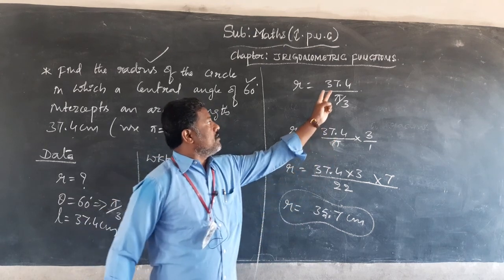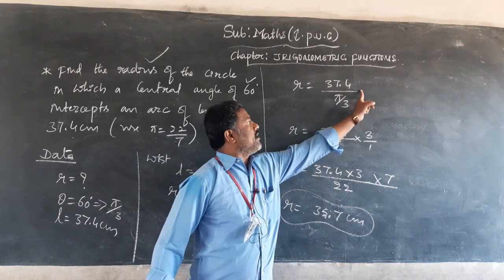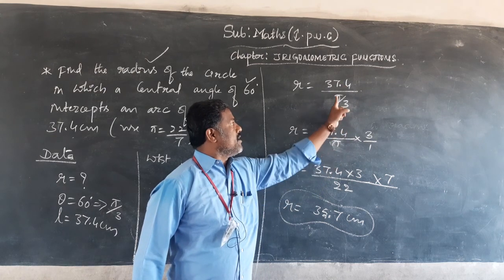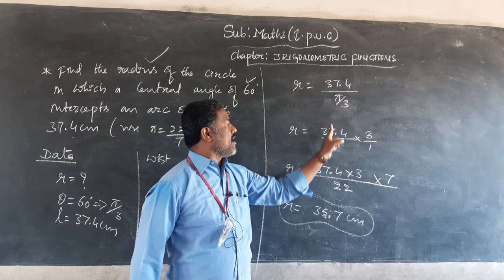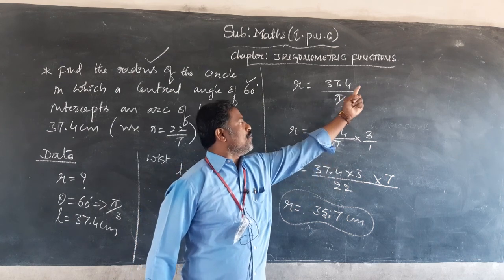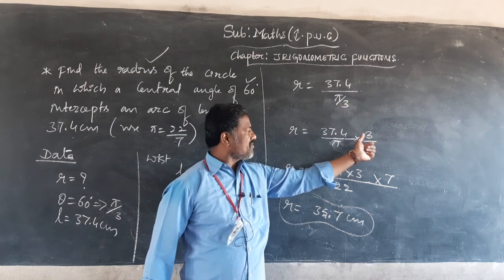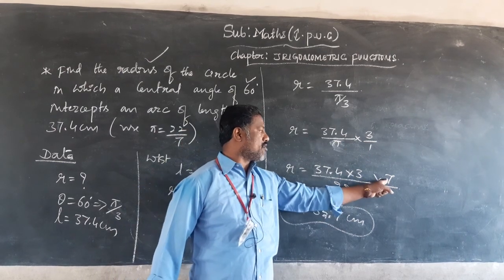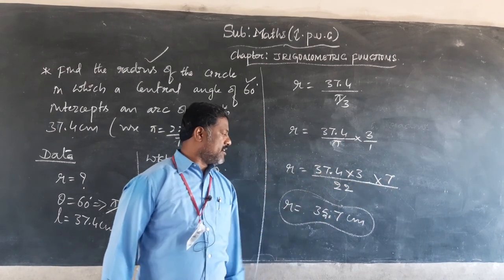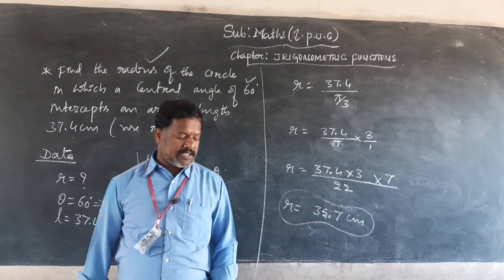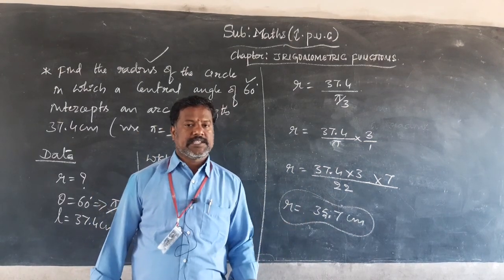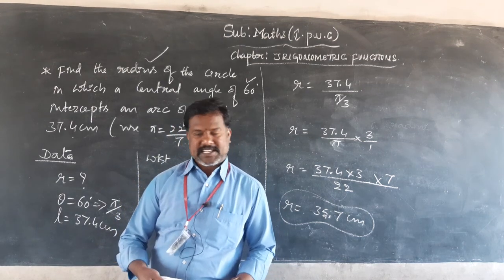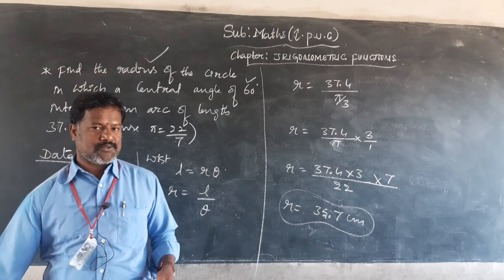Focus clearly, children. 37.4 divided by pi/3. Keep 37.4 as it is, write pi as it is, 3 goes to the numerator. What is the value of pi? 22/7. Again send that 7 to the numerator, use the calculator, and do the simplification. You will get the answer, that is radius of the circle is 35.7 centimeter. Okay, children, just pause the video and take down the notes. Next I shall take up another problem based on L is equals to r theta.